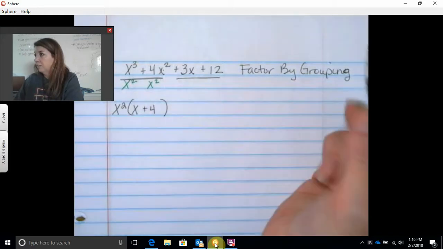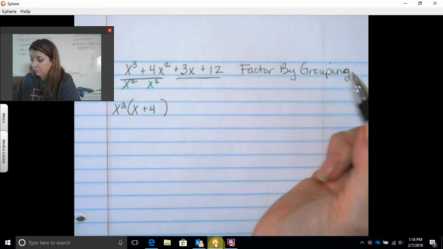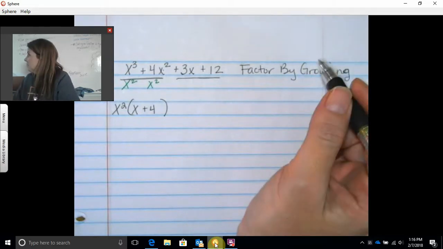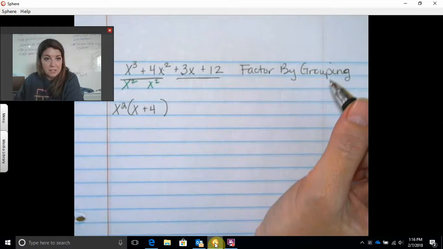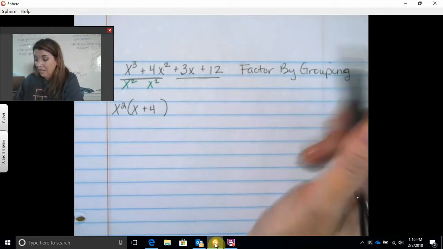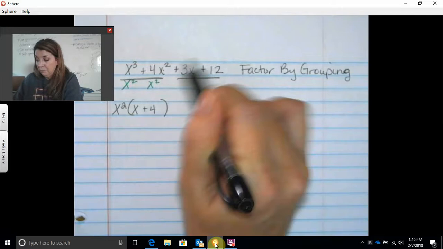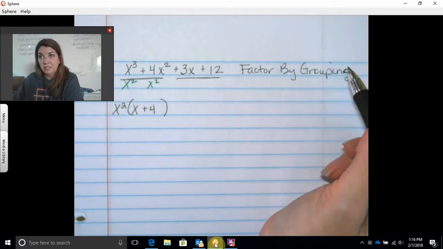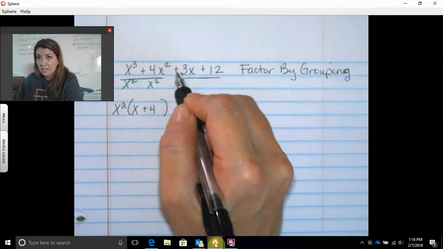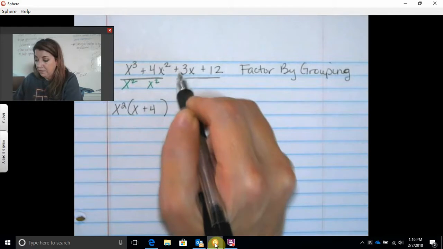Am I right? Okay. Second group, we're still doing the same thing we were doing last time you were here. It doesn't change. We're getting a lot of practice on this. I know. Okay, second group. What's the greatest common factor? 3. And remember, whatever that sign is of that first term, you have to take that sign.